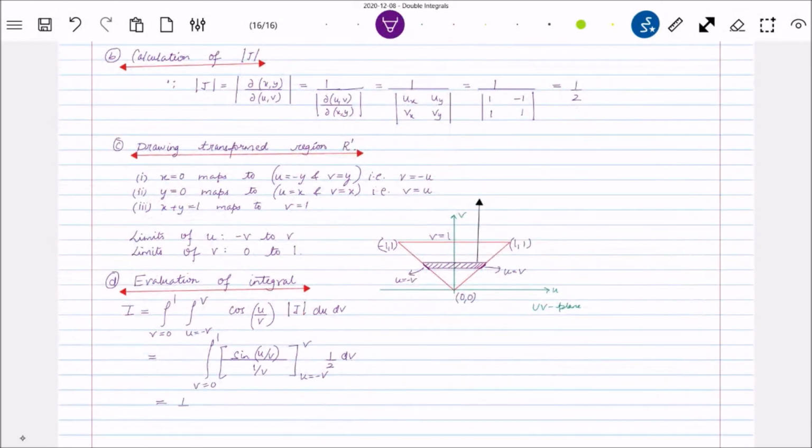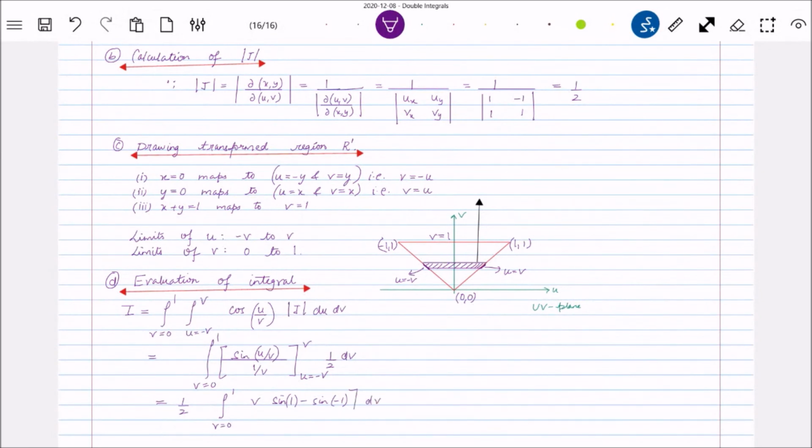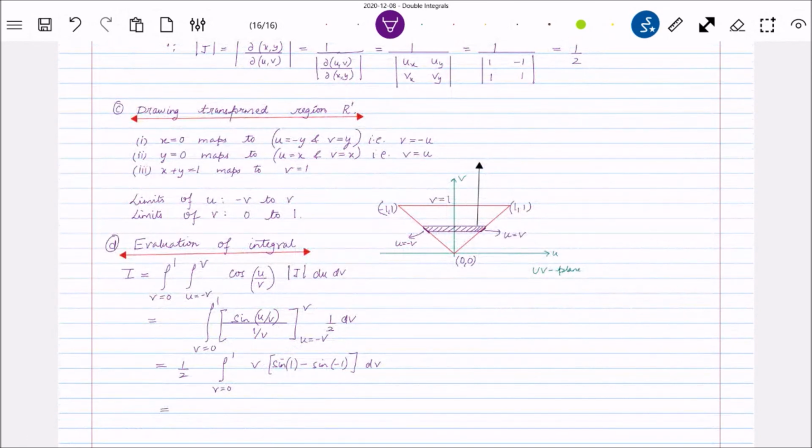And then this 1 by 2 comes outside, right? And now I'm going to put u equal to minus v here, and that gives you v from 0 to 1, v times sine 1 minus sine minus 1, right? Okay, and dv.